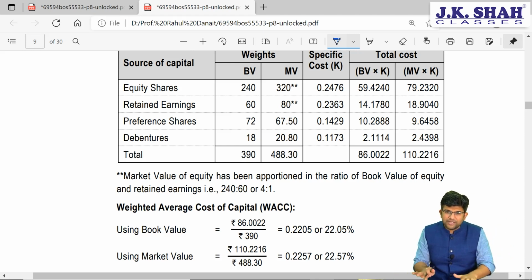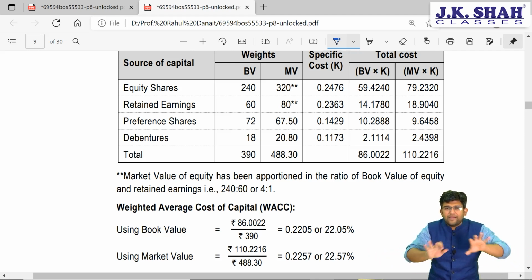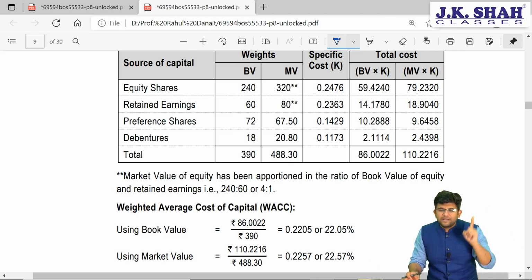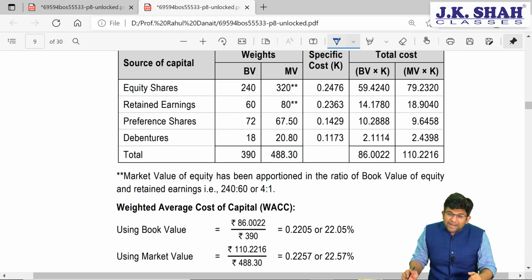Now children, this question is there in your study module also. In RTP, it's not a new question, right? It's there in your study module also. There also ICAI has followed this only, where they are saying that if the KR and KE are differently calculated, they have got different values, then you cannot ignore reserves when you are doing the market value weights.